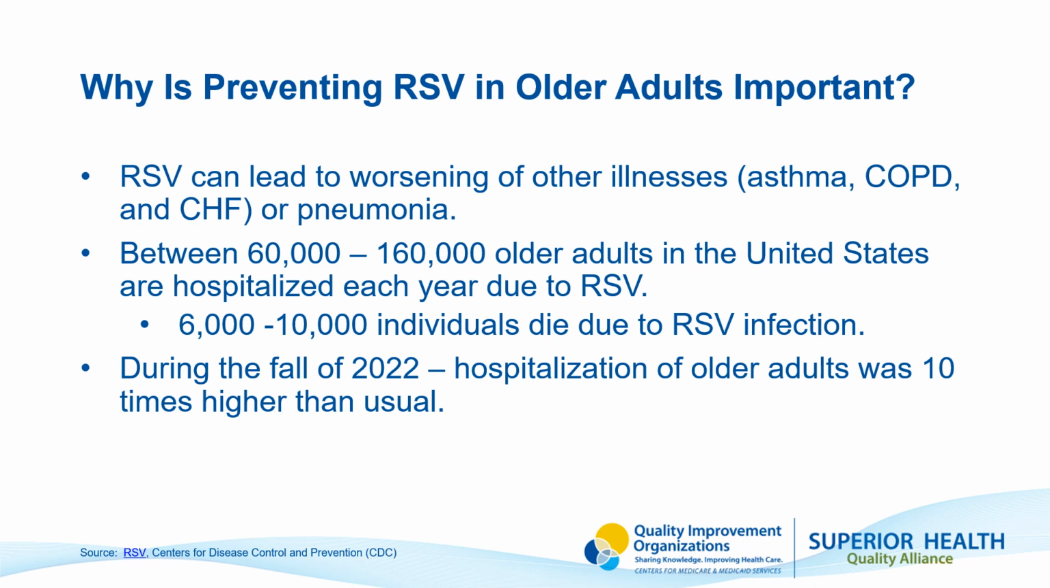Preventing RSV in older adults is important because it can lead to worsening of other illnesses such as asthma, COPD, CHF, or pneumonia. According to the CDC, between 60,000 and 160,000 older adults are hospitalized with RSV each year. Between 6,000 and 10,000 older adults die each year due to an RSV infection. During the fall of 2022, hospitalizations of older adults were 10 times higher than usual.